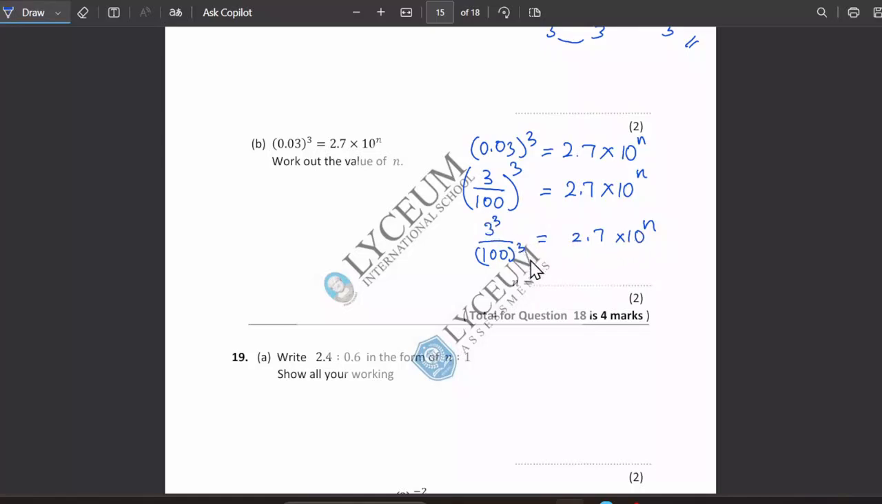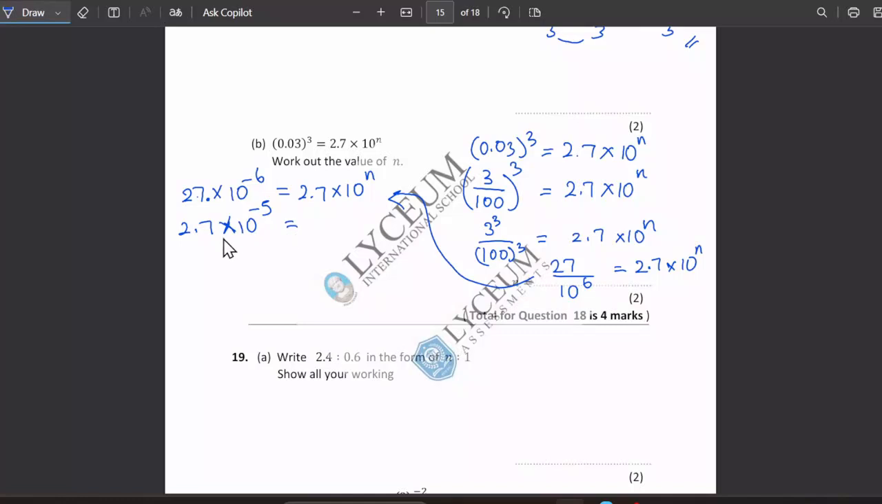And this means 3 to the power 3 we can write as 27 over 10 to the power 6 equals 2.7 times 10 to the power n. Okay, I'll take it here. 27 times 10 to the power minus 6 equals 2.7 times 10 to the power n. Okay, now we have to make this 2.7. So to do that, I take minus 1 to here. Now it is 27. I make it 2.7 by taking 1 minus 1 power from minus 6. Then we are left with minus 5.